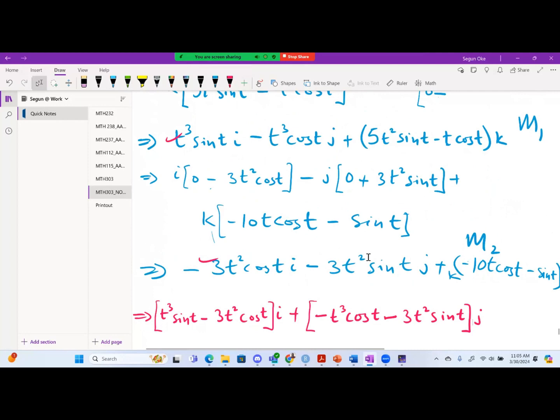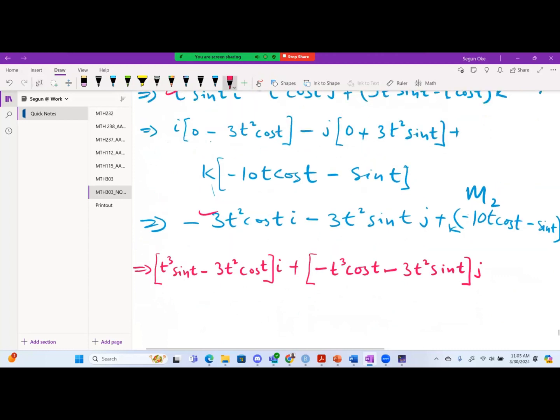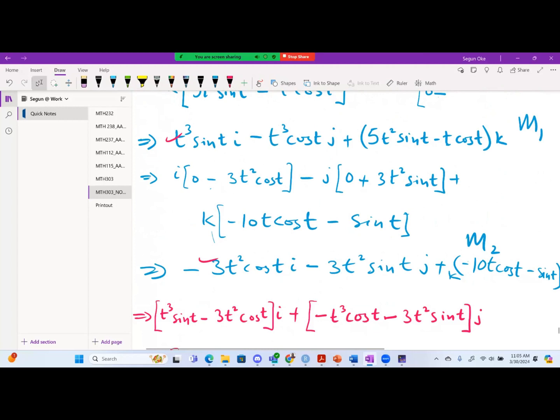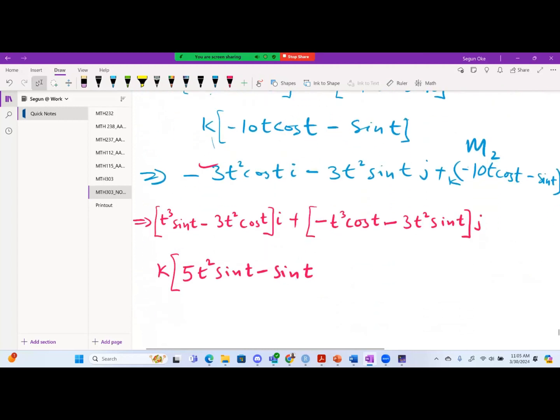Let's do the one of k. The one of k is very smooth. We have sine, so let's add it together. It's going to be, our k will be 5t squared sine t minus sine t. Then we have here t cos t and minus 10 cos t, which making 11, negative 11t cos t, all with k.